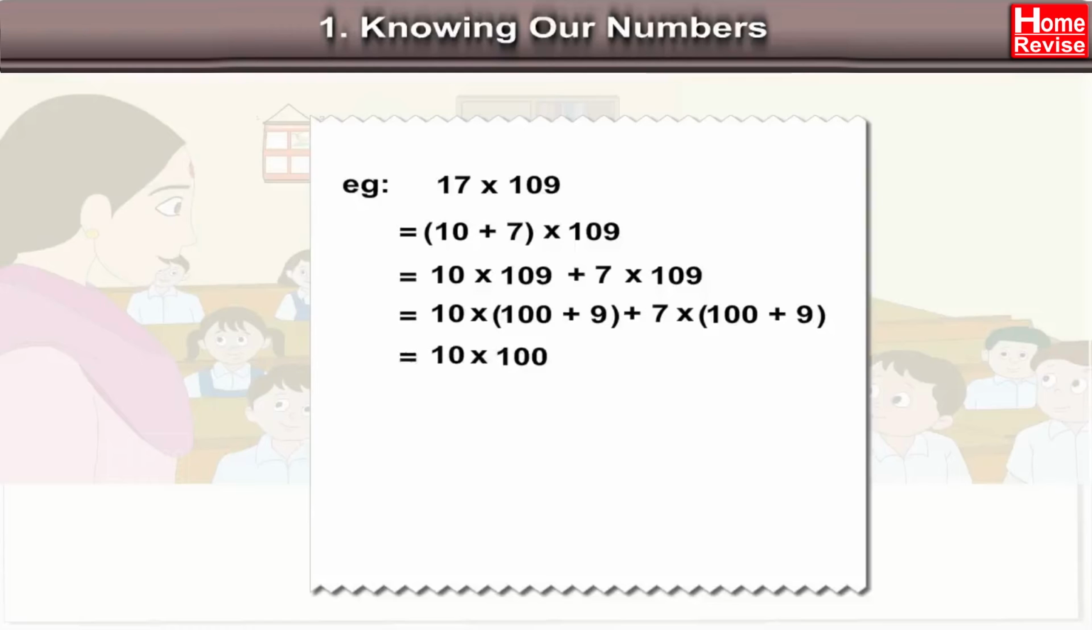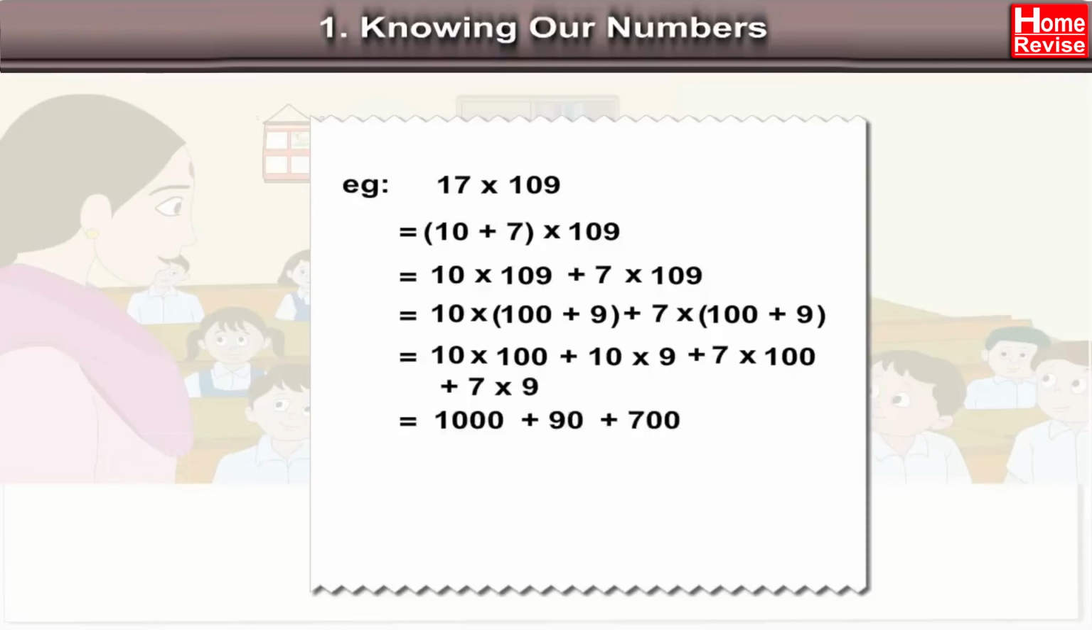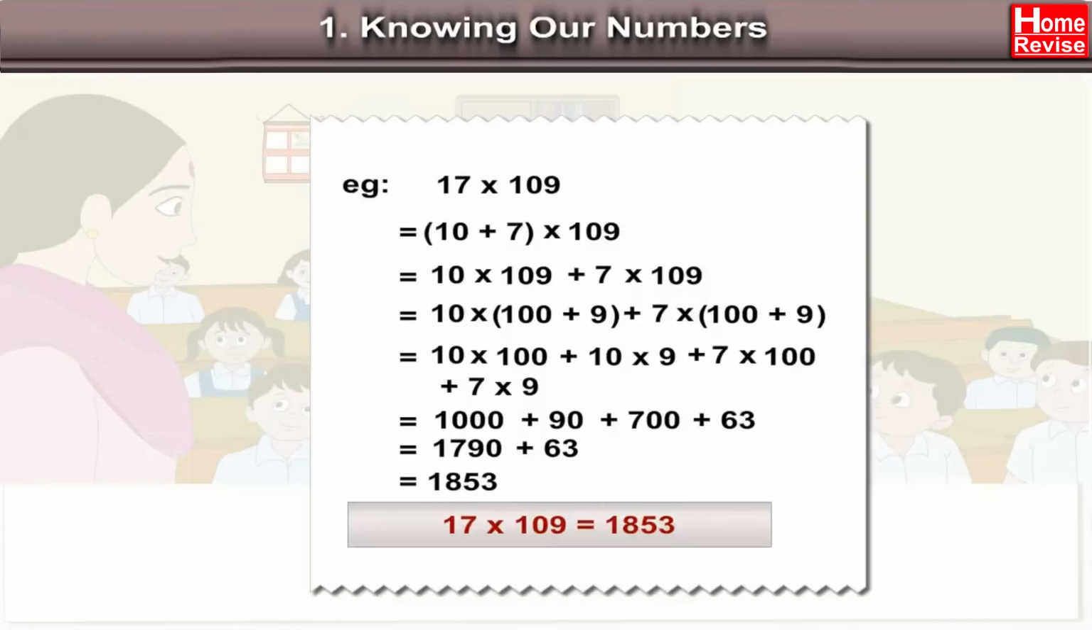Now this is equal to 10 into 100 plus 10 into 9 plus 7 into 100 plus 7 into 9. This is equal to 1000 plus 90 plus 700 plus 63. This is further equal to 1790 plus 63, which is equal to 1853, and we have our answer.